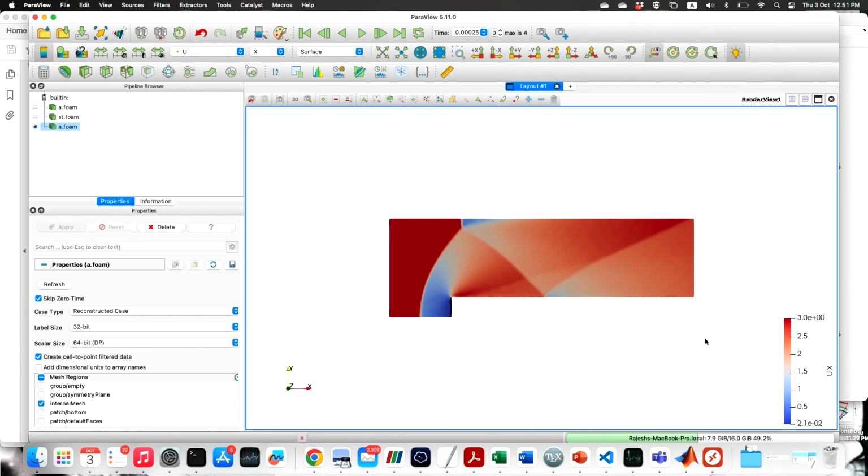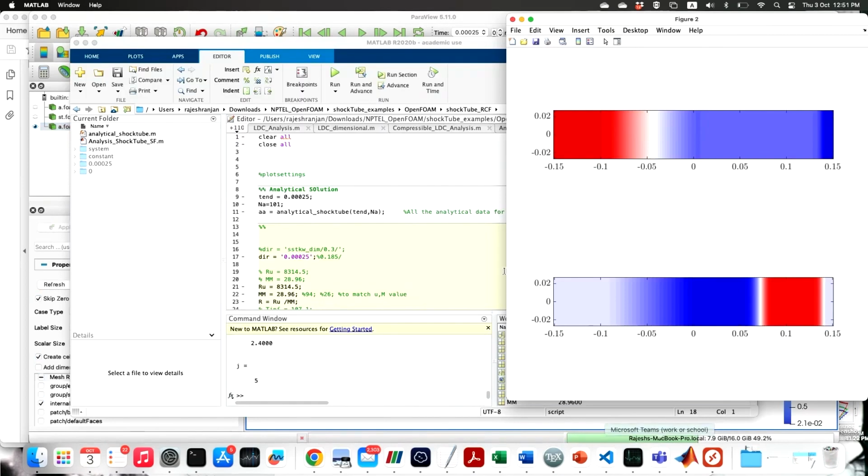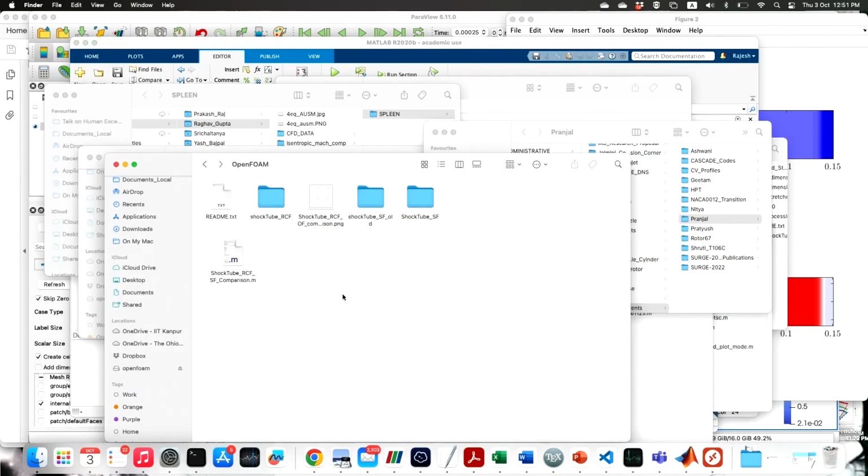Now, how did we set up this flow, how is it set up in OpenFOAM, right? So let me just open the MATLAB file and show it to you.